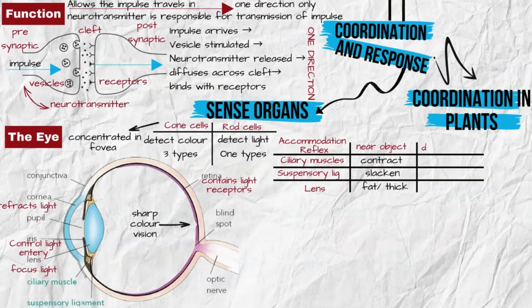Now for a distant object. Ciliary muscles relax. Suspensory ligaments tighten. Lens becomes thin, less curved. This reduces the bending of light. Repeat it again and again until it's automatic.